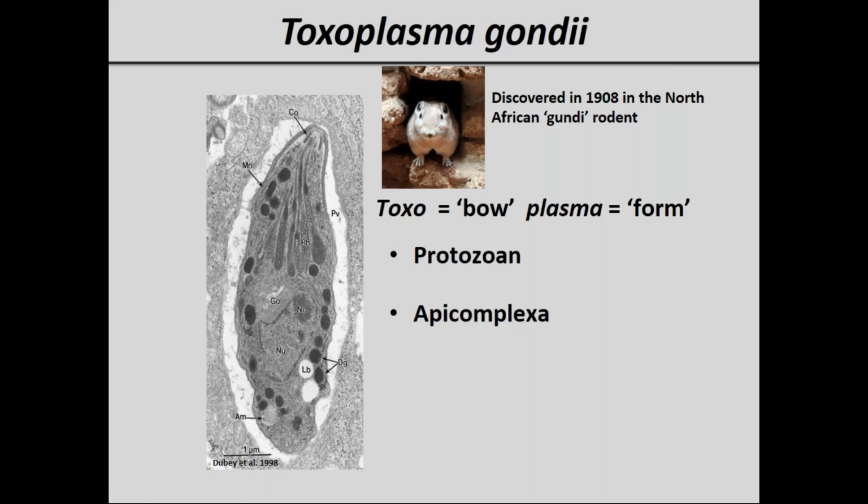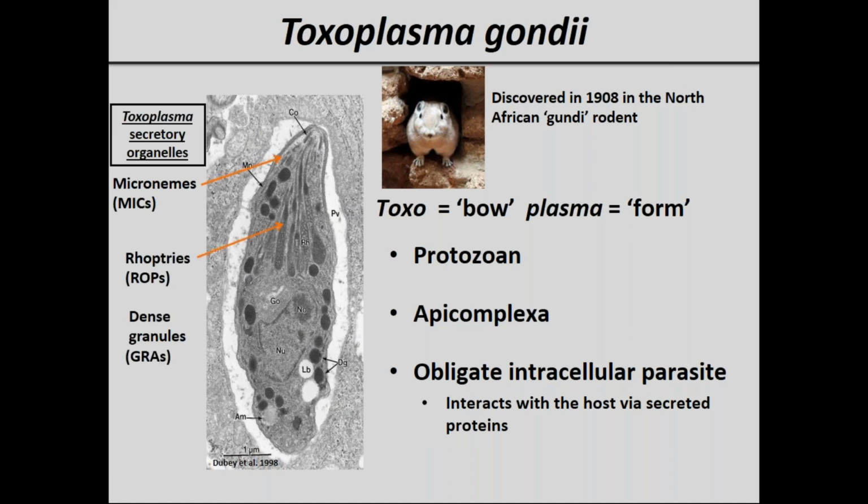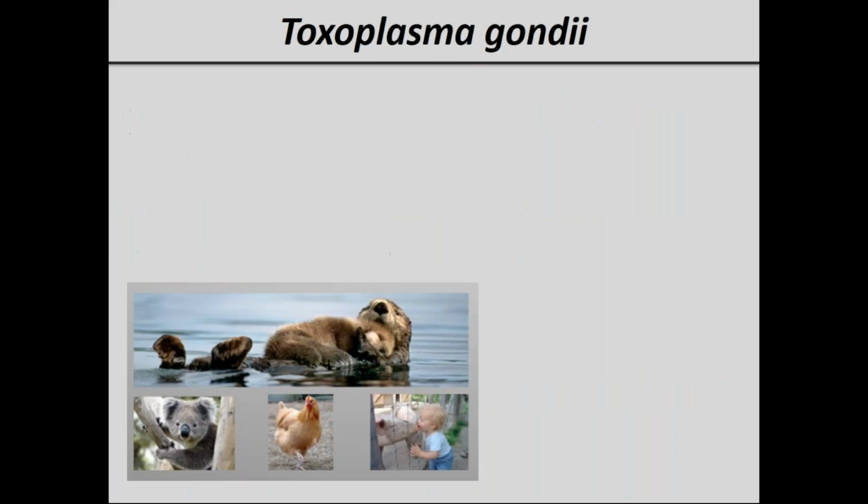As you know, it's a protozoan parasite, belongs to the phylum Apicomplexa, and it's an obligate intracellular parasite. Once it's infected a host and lives within the cells, it interacts with host cells via secreted proteins that are in the apical complex up here in the parasite, and that is also where the classification of Apicomplexa comes from. The secretory organelles of Toxoplasma include micronemes, rhoptries, and dense granules.